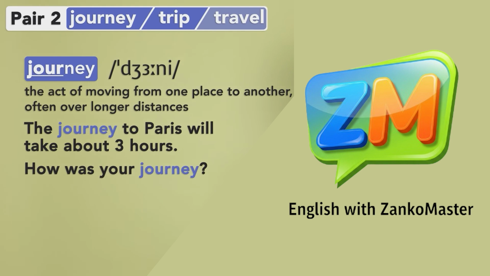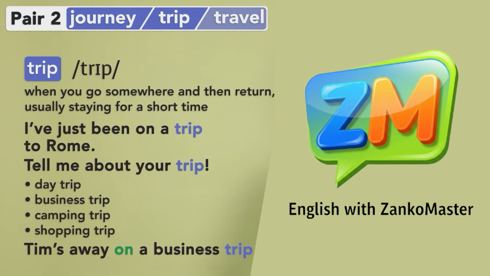A trip is when you go somewhere and then return, usually staying for a short amount of time. For example, I've just been on a trip to Rome. Or, tell me about your trip. We can often talk about going on a day trip, a business trip, a camping trip, or a shopping trip. For example, Tim's away on a business trip. So travel is the general activity or experience.